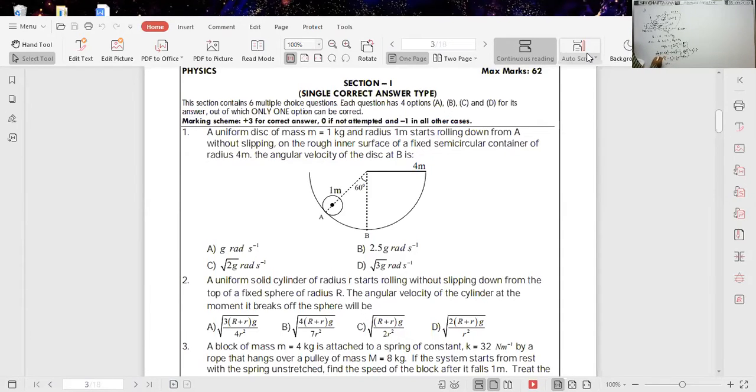Here g is also there. Sorry, here g is also there. So omega square is equal to 2g you will get. That implies omega is equal to root 2g. The answer is given in terms of g only, this much radian per second. So this is the angular velocity of the disk.